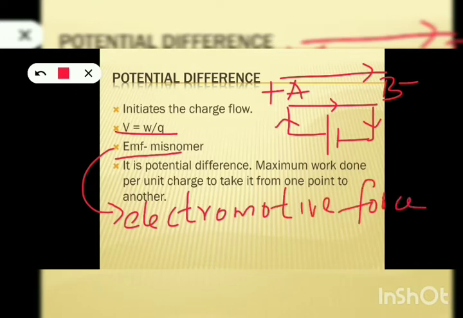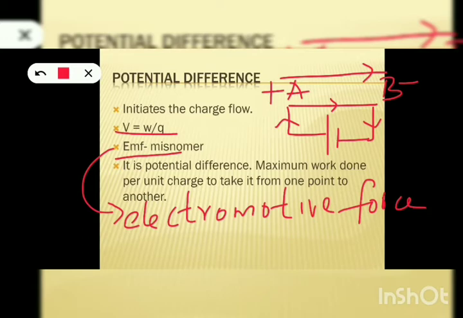You might have heard about this term EMF. Okay. So it is a misnomer. Misnomer means what? When we hear electromotive force, we think that it is a force. But actually it is not a force. It is something else. So name suggests that it is a force, but actually it is something else. So my dear children, then what is this EMF? EMF is a kind of potential difference itself. It is not a force. Basically, it is a potential difference itself. And it also acts as an initial force to initiate the flow of charges.